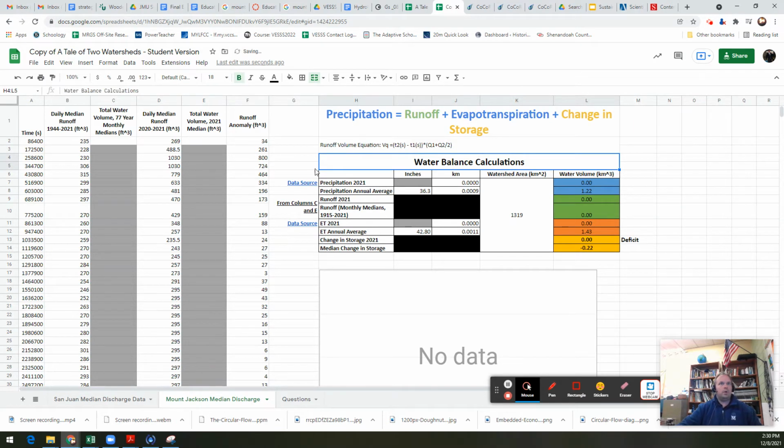So we want to get an average discharge and multiply it by the difference in time between two moments in discharge. So these are moments that are off by essentially a day, because this is daily median runoff, for a 77-year period in this case about Jackson, versus daily median runoff for the year 2021. To put an equation in Excel, we always start with an equal sign, because whatever the result of the equation is going to equal is what's going to be in that cell.